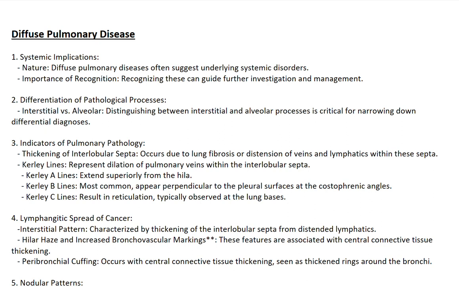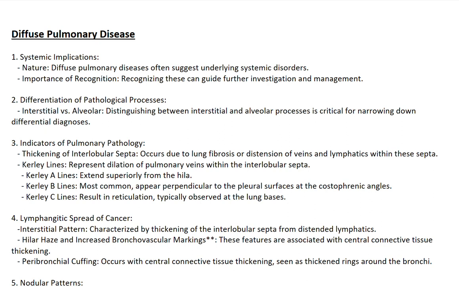3. Indicators of pulmonary pathology. Thickening of interlobular septa occurs due to lung fibrosis or distension of veins and lymphatics within these septa. Kerley lines represent dilation of pulmonary veins within the interlobular septa. Kerley A lines extend superiorly from the hilum. Kerley B lines, most common, appear perpendicular to the pleural surfaces at the costophrenic angles. Kerley C lines result in reticulation, typically observed at the lung bases.